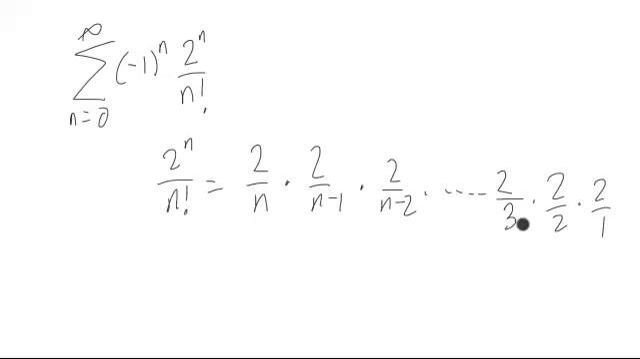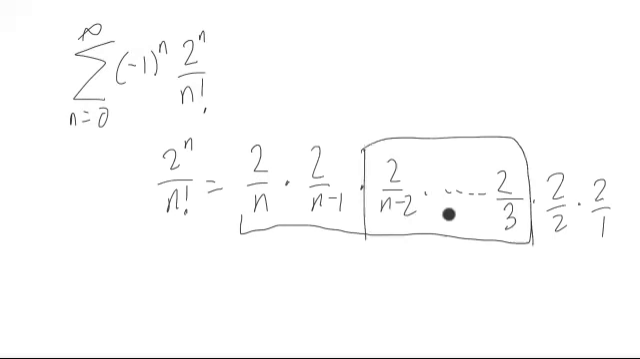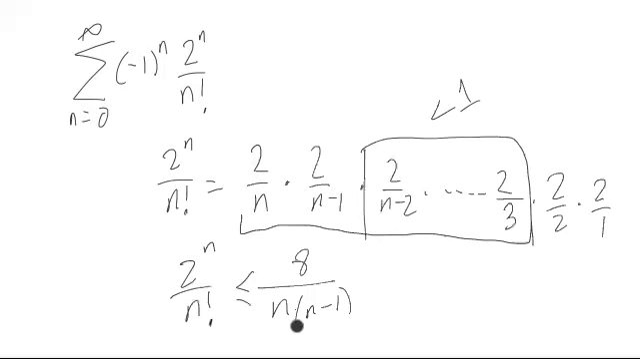Now, keep in mind that all the fractions that I've written out from here to here are less than 1. So when we multiply by any of these fractions, it actually makes what we have smaller. In particular, let's group the middle section. This is a fraction that's less than 1, which means that this whole thing is less than just the first 2 guys times the last 2 guys, which is simply 8 over n times n minus 1. This actually bounds everything we have above, 2 to the n over n factorial.